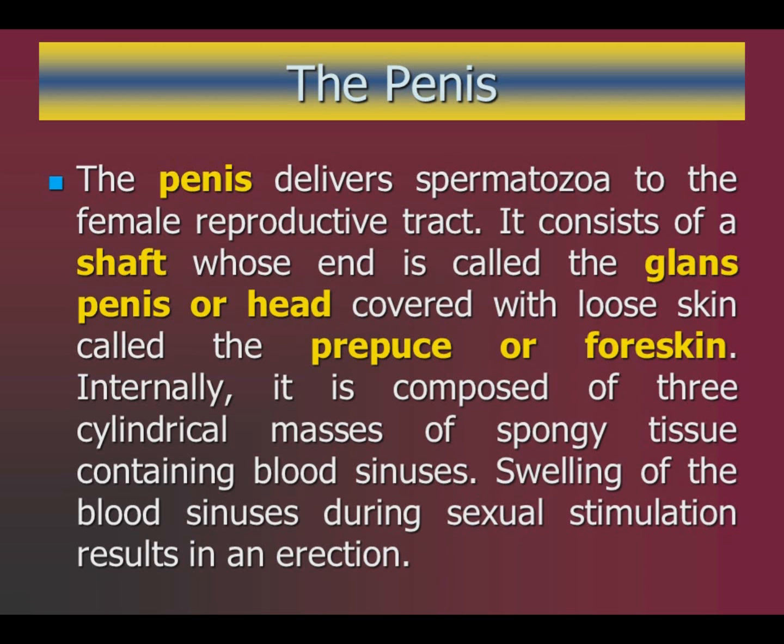During ejaculation, the smooth muscle sphincter at the base of the urinary bladder is closed. This ensures that urine is not expelled during ejaculation and that semen does not enter the urinary bladder.